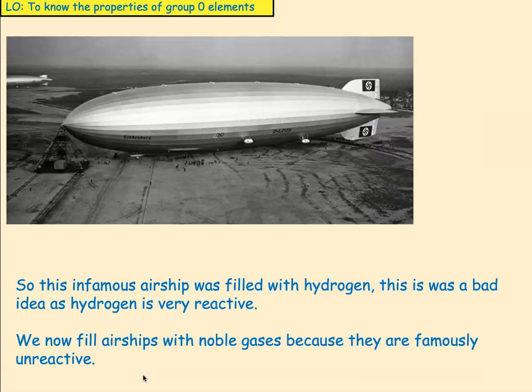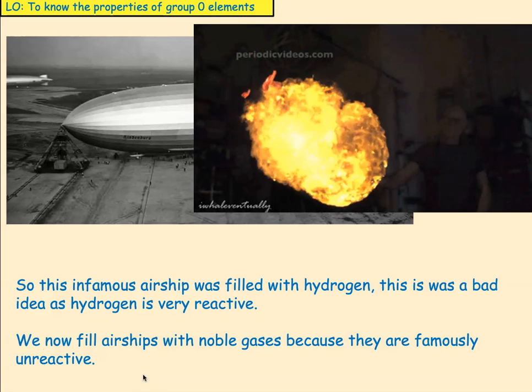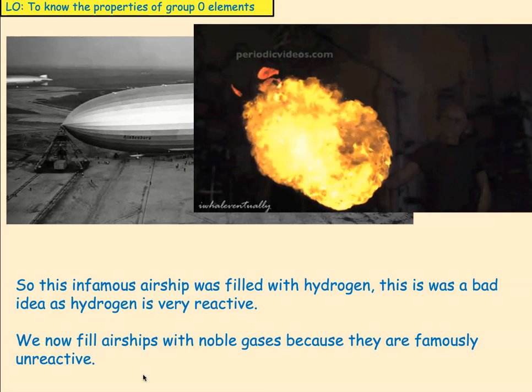Now, this is a picture of an airship called the Hindenburg, and it had a very bad accident, right? It was filled with hydrogen, which was our lightest element, so it would float in air. However, it was a bad idea because hydrogen is extremely reactive, it's explosive. So now we fill airships with noble gases like helium and neon because they are famously unreactive. That's the reaction of hydrogen and oxygen. So as you can see, very explosive.